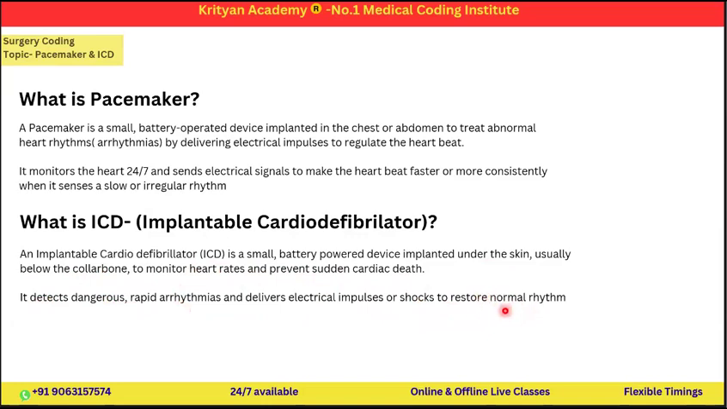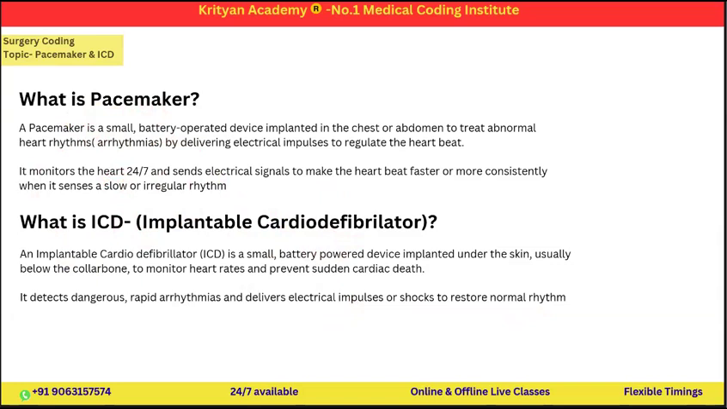To restore what? Normal rhythm. So whenever the heart is beating very fast, with rapid arrhythmias, immediately it will deliver what? Electrical impulses or shocks to restore normal rhythm. So this is the difference between pacemaker and ICD, the implantable cardio defibrillator and the pacemaker. Hope you understood the difference.